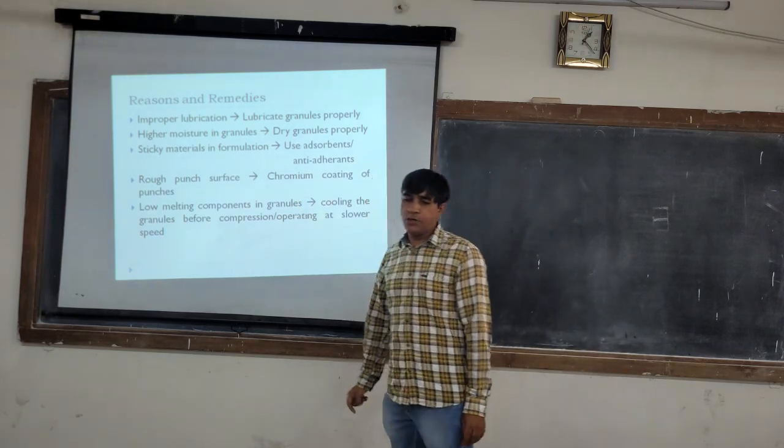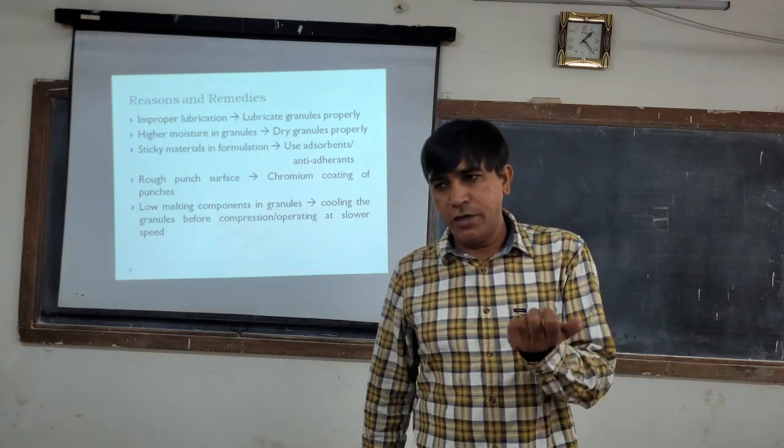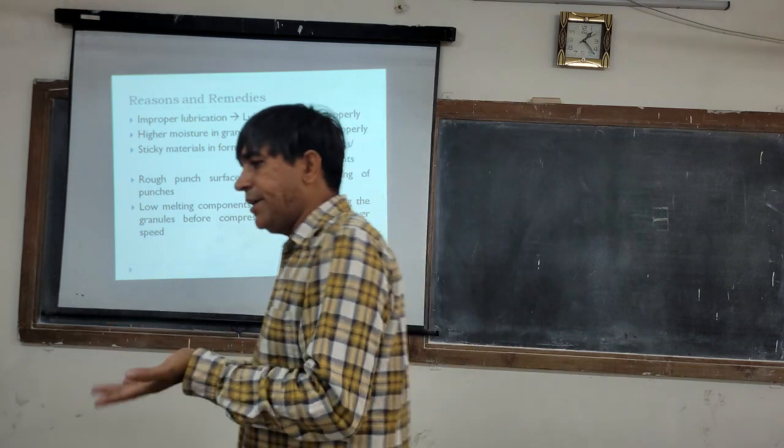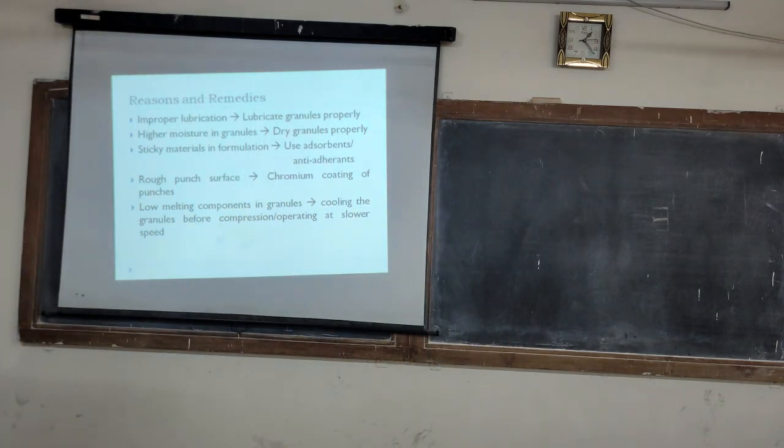Then low melting components in a formulation. If a formulation is having a low melting component and during compression, heat is generated, the material will melt. It will make the mass sticky, and that's why the mass will stick to the die cavity or will be picked by the upper or lower punch. In such case, we can use either cooling mechanisms or we can slow down the speed of manufacturing in order to prevent the heat generation.